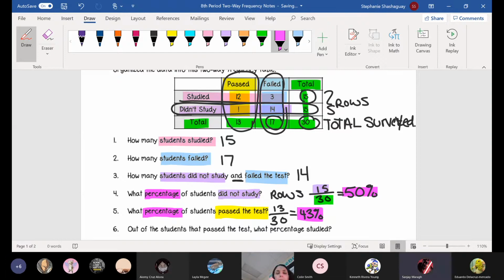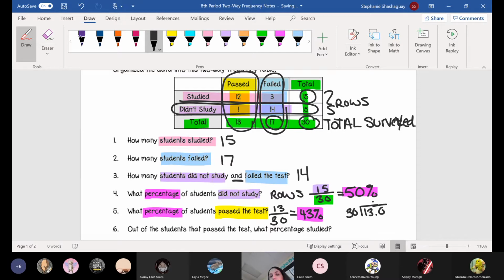How is it 43%? You can just type it into a calculator. Okay. Or, if you do it the long way, then you would do long division, right? And then you have to add in your decimal and add in a 0.